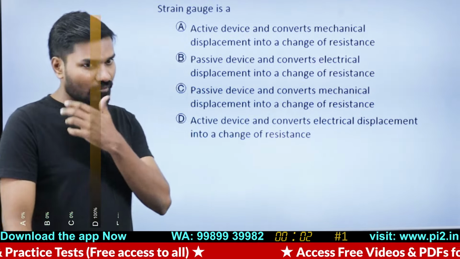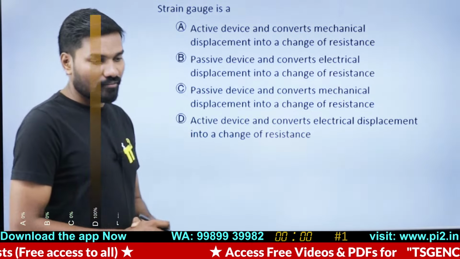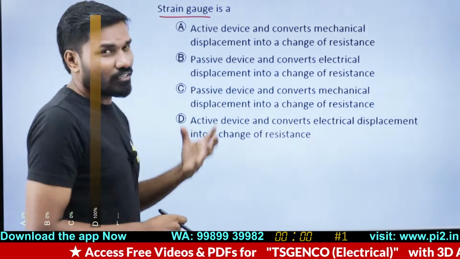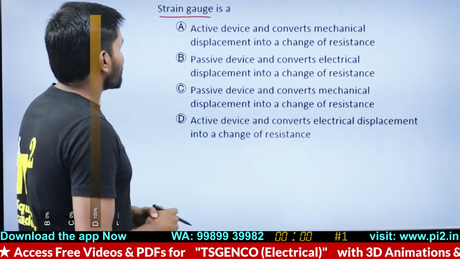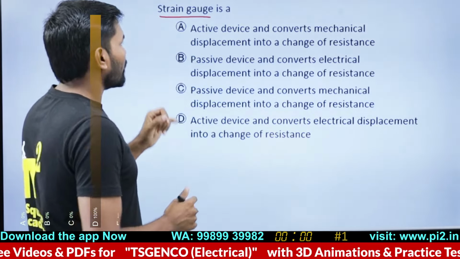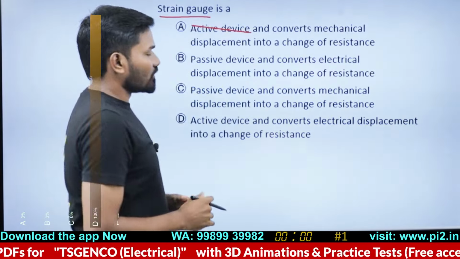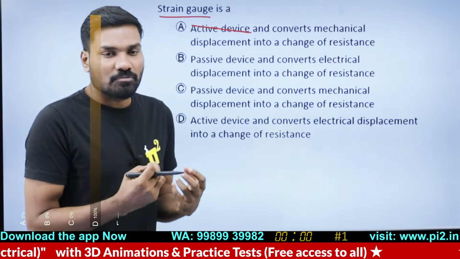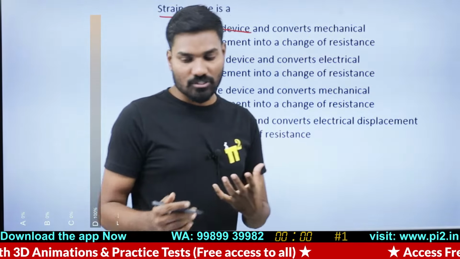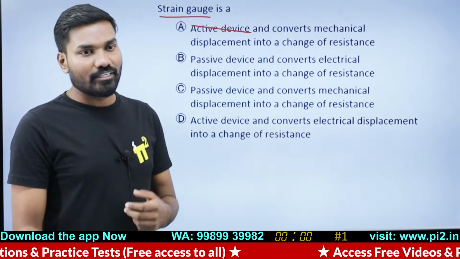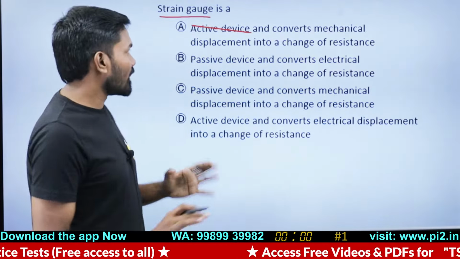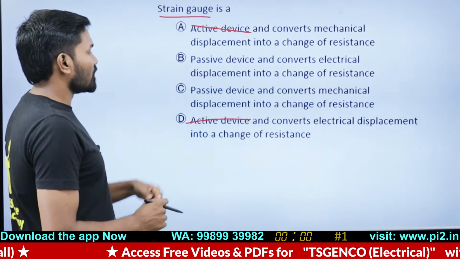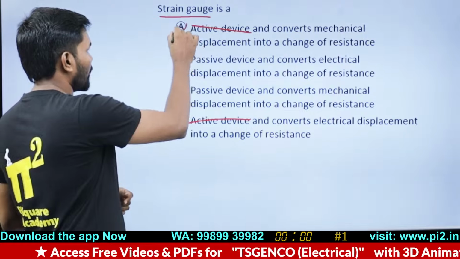Okay, let's see whether it is right or wrong. See guys, this is an easy question. It is said strain gauge. First of all, it is not an active transducer. It's not an active device. It is a passive device. Active device means the one which generates the voltage. So it's not going to generate anything. So it is a passive transducer. So if I had to strike two options, A and D are ruled out.